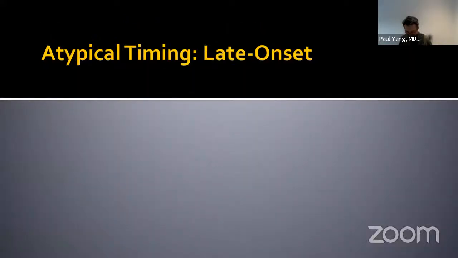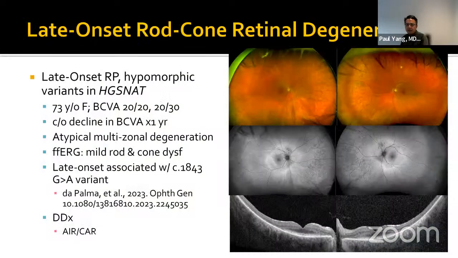All right, so this is the final portion of the masquerade part of the talk. So atypical timing, late onset. So here's a case of a late onset retinitis pigmentosa, and it's due to a gene called HGSNAT. And we're starting to realize that there are these, we call them hypomorphic variants or mutations that are just not as severe. And that's what happens is we think it's connected to these late onset phenotypes.